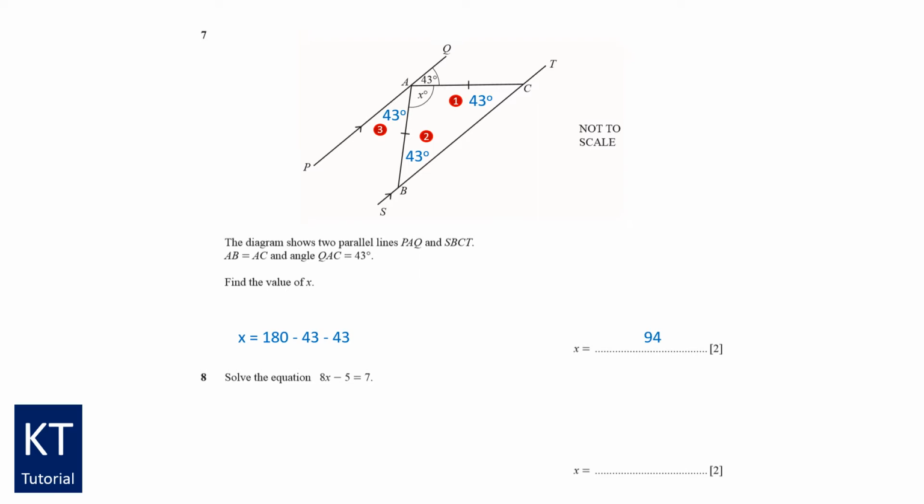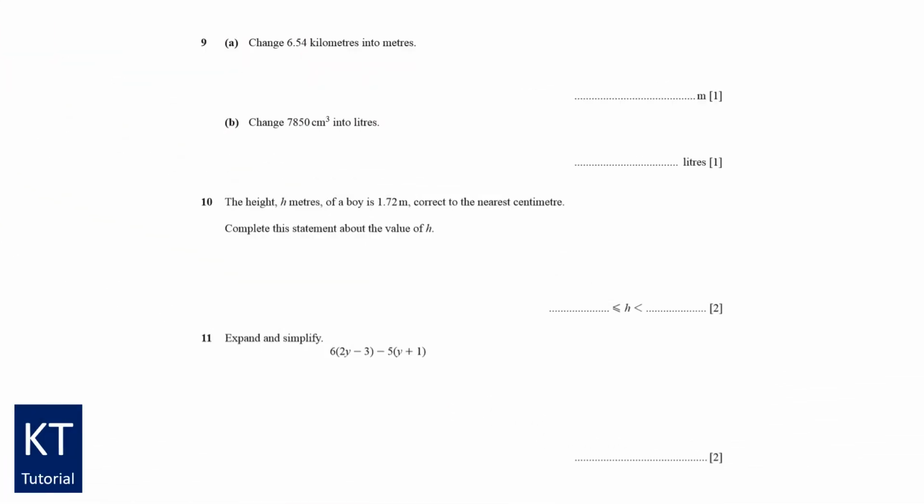Question 8. Solve the equation 8x minus 5 equals 7. The math gets us to 1.5. Question 9. Change 6.54 kilometers into meters. The conversion sees the number being multiplied by 1000. Next, change 7850 centimeters cubed into liters. This conversion divides the number by 1000.